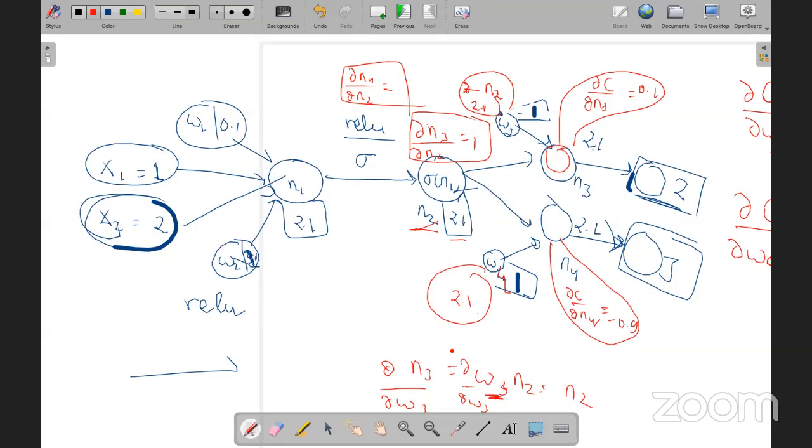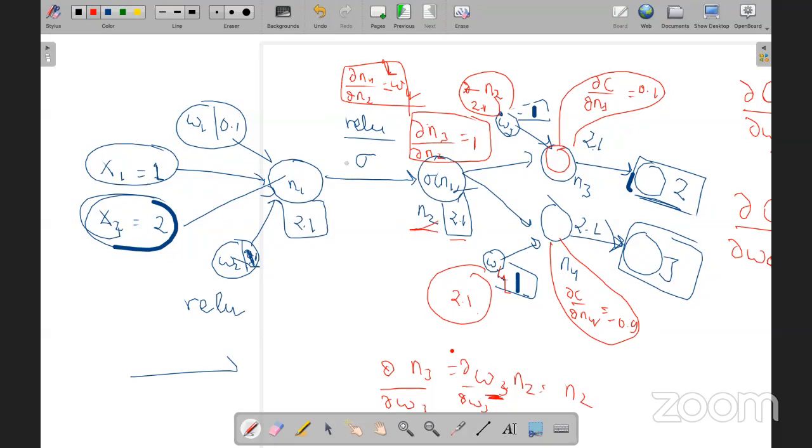Okay, this would be w4 times n2, and we differentiate with n2, you get w4. So it's w4, and the value of w4 is also 1, so this will also become 1. And I think now it should be clear what you're doing. Now you just go back once more.